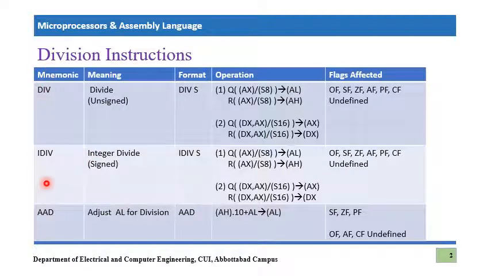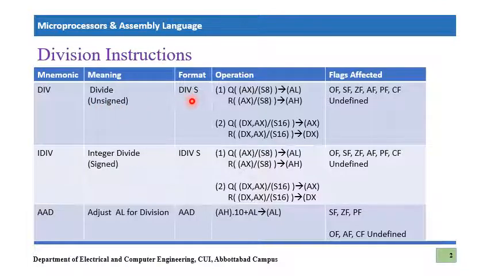Okay, and today we are going to cover divide instructions in the 8086 microprocessor. We will be covering 3 different instructions in this lecture. The very first instruction we are going to cover is DIV, which stands for divide, and it is for unsigned numbers, like we covered the MUL instruction in multiplication for unsigned numbers. So this time DIV is for unsigned divide, and the format is very simple.